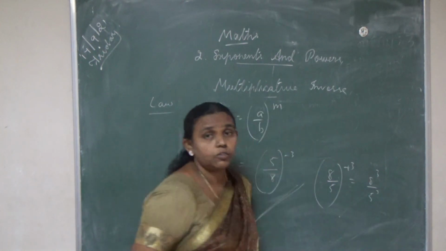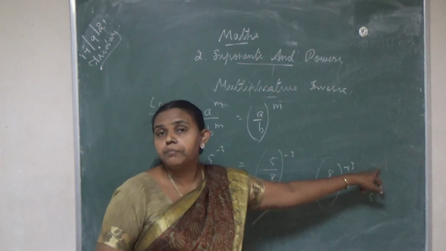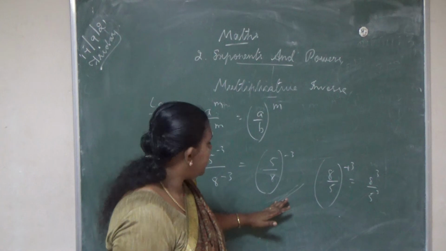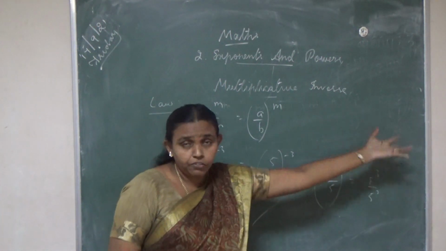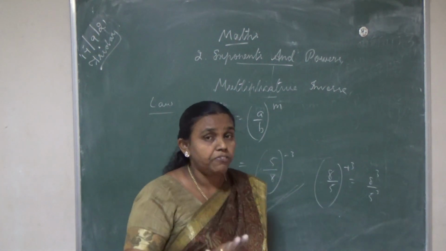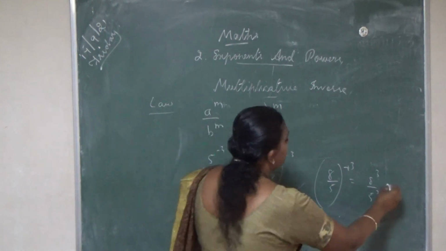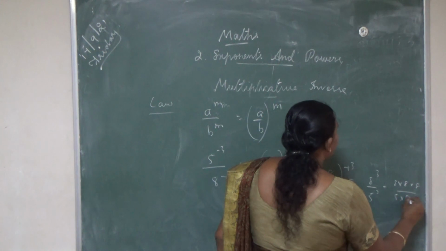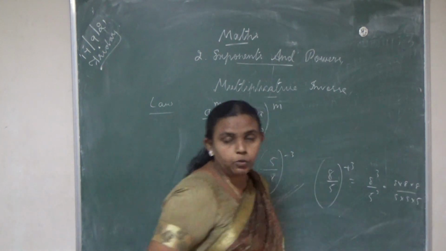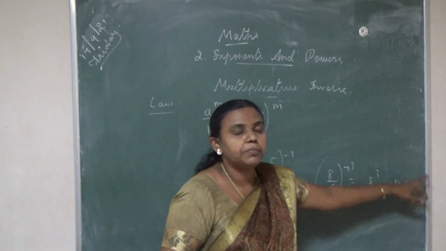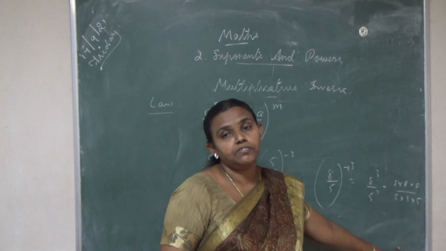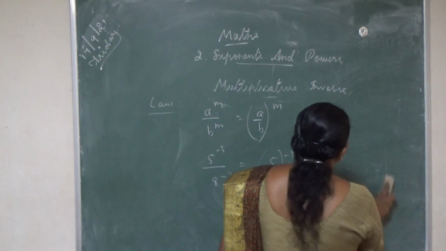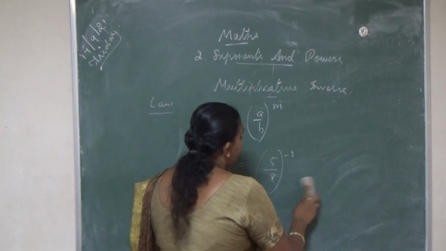Last class I taught, no. a by b the whole power m equal to a power m by b power m. I taught that. So you can write that, or you can stop here also. If the question is simplify or evaluate, then again you have to do like this: 8 into 8 into 8 by 5 into 5 into 5. After that you have to multiply and write. If it is an improper fraction you have to convert it into a mixed fraction. All this you know. But our question is not evaluate. Just apply the law.